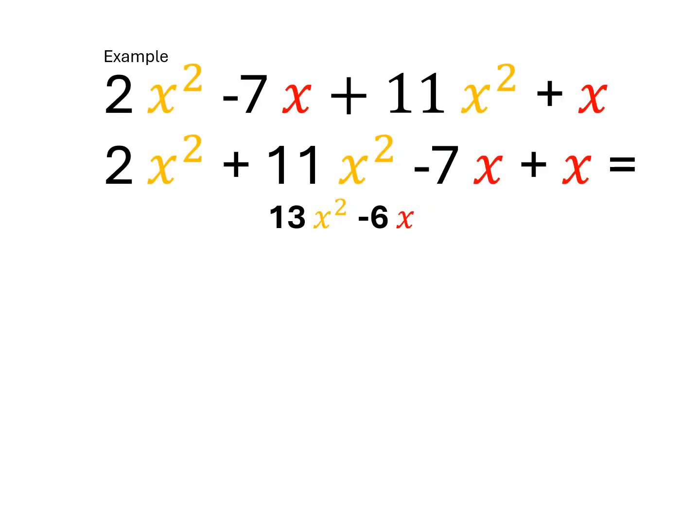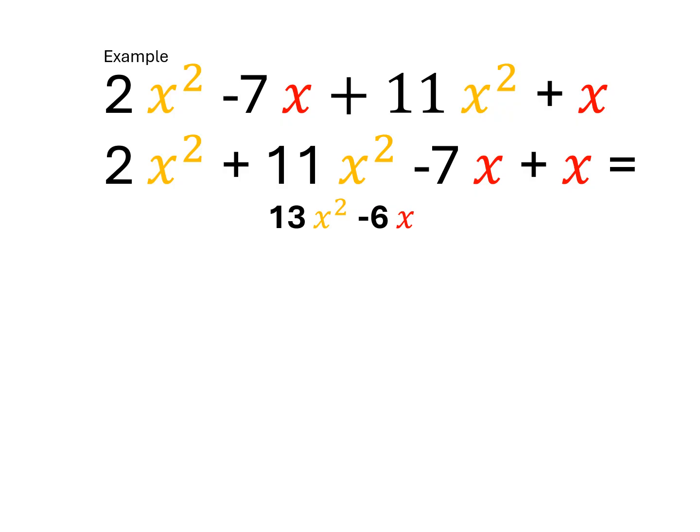Look at this example. It seems as if there is a lot going on right here, but don't be confused. Remember, every complex problem is made up of simple problems. When you see a problem like this, the first thing you do is group like terms, and remember what like terms are. I color coded the like terms. We have 2x squared plus 11x squared, those are like terms, and then you have negative 7x and x, those are like terms. So I put like terms together.